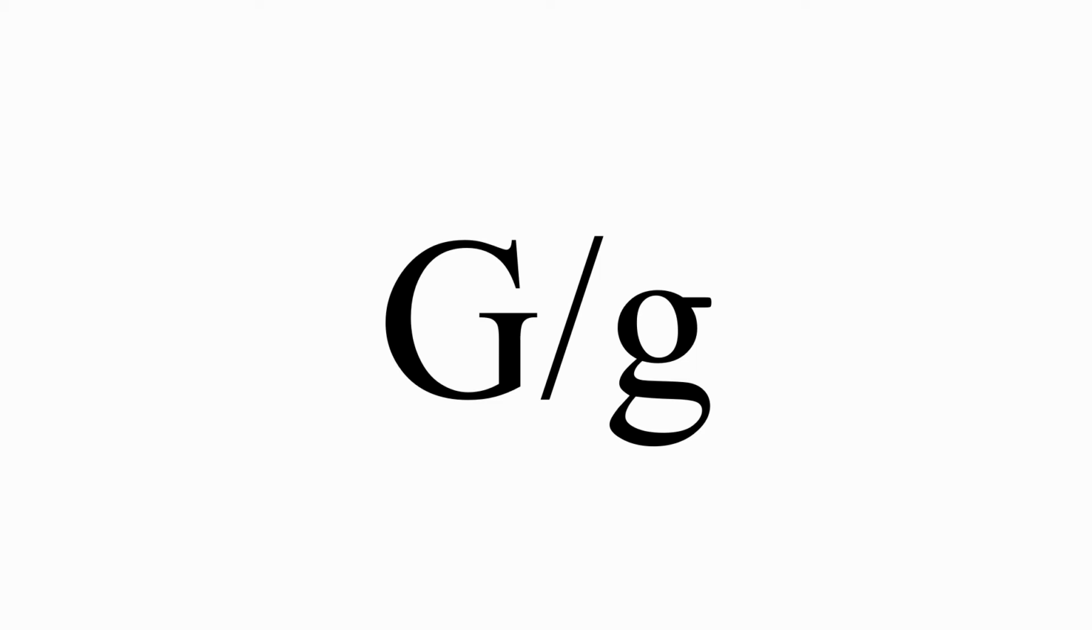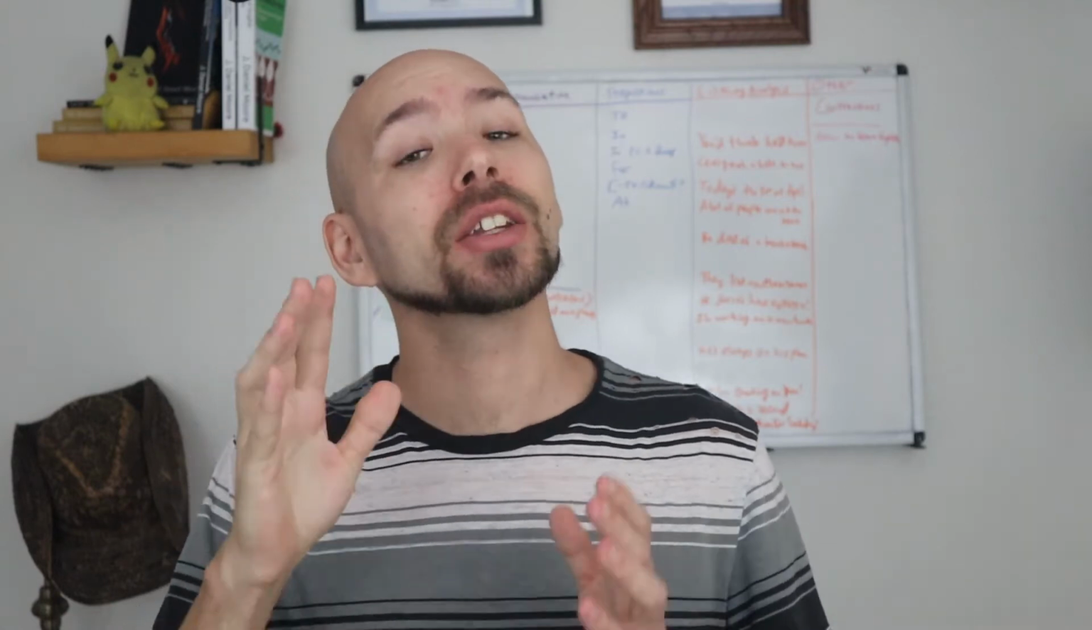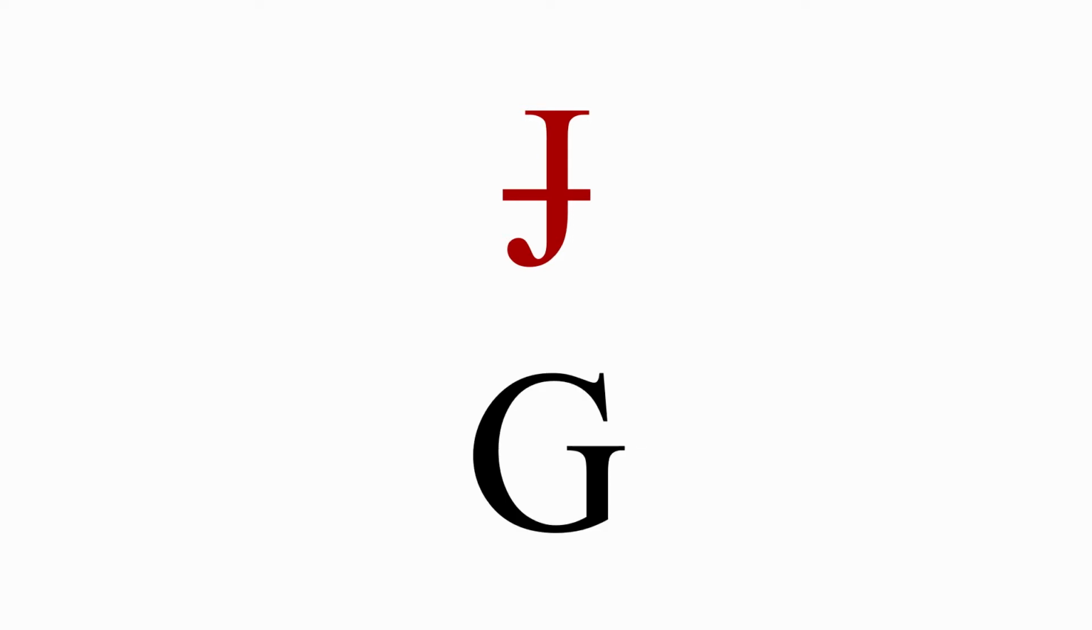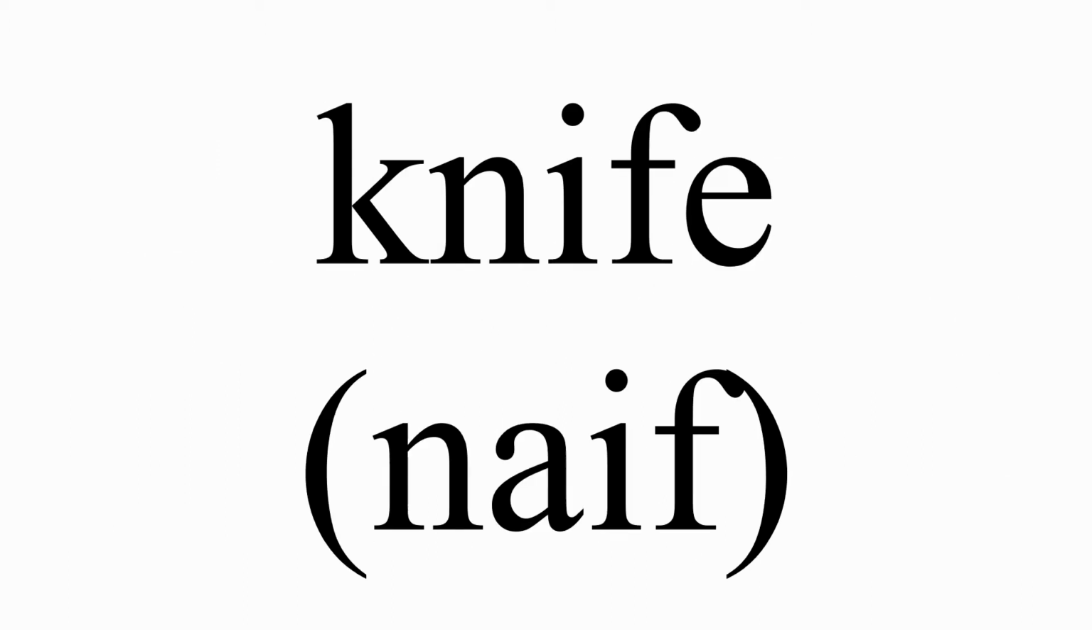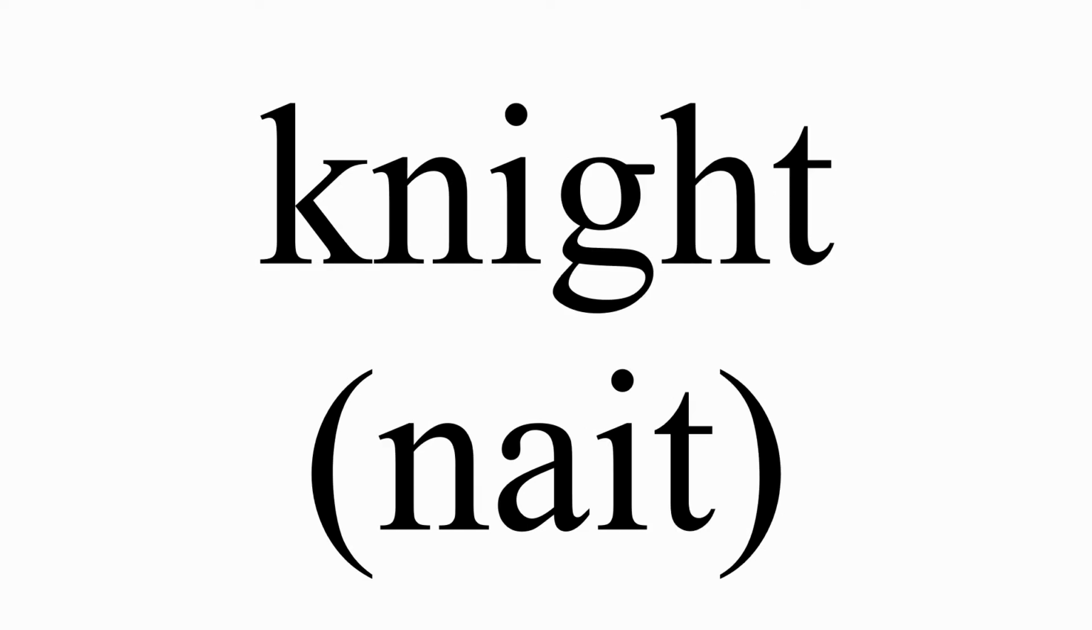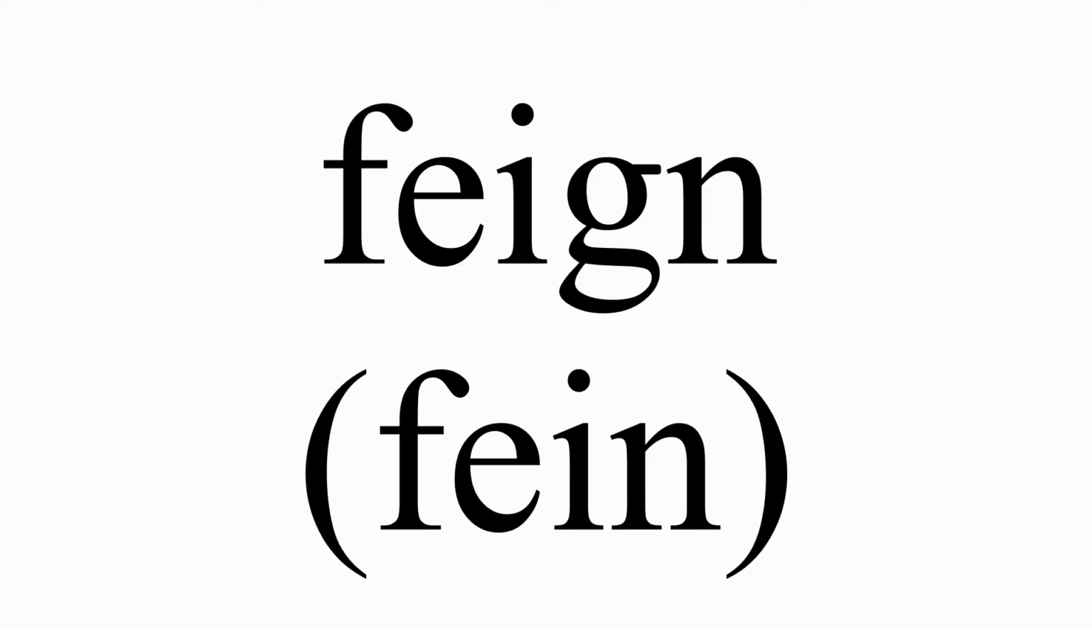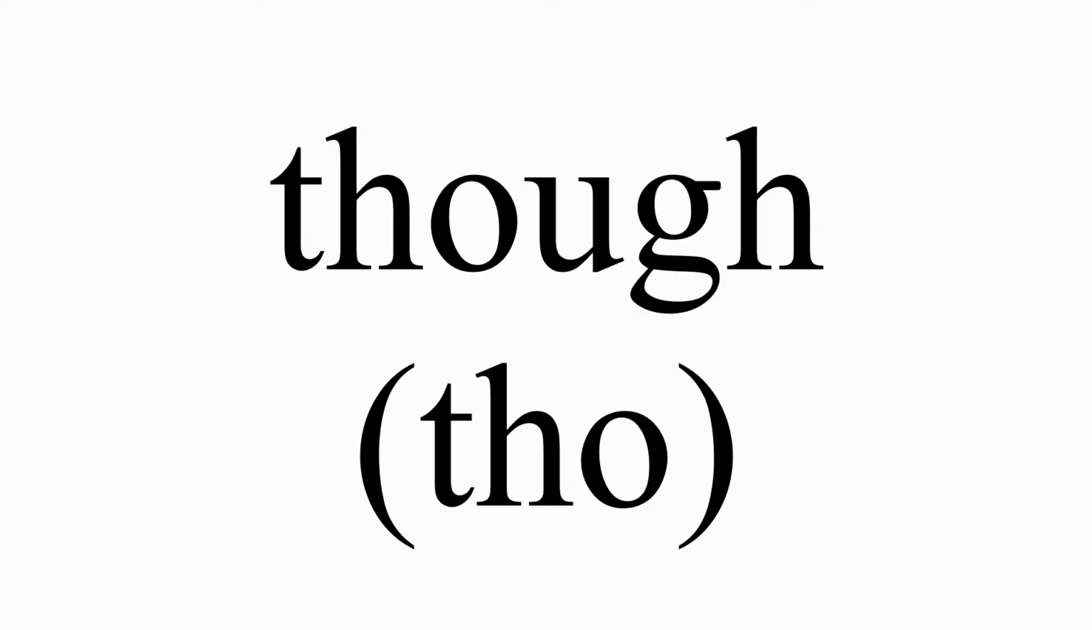Now this is very commonly written with the letter G, but remember that the letter G can also represent other sounds, usually the J sound. We are not talking about the J sound in this lesson, we're only talking about the G sound. Of course, like with most consonant letters, these can also be silent and just spelling. For example, no, knife, night, knuckle, or for the letter G, gnome, gnaw, feign, high, and though.